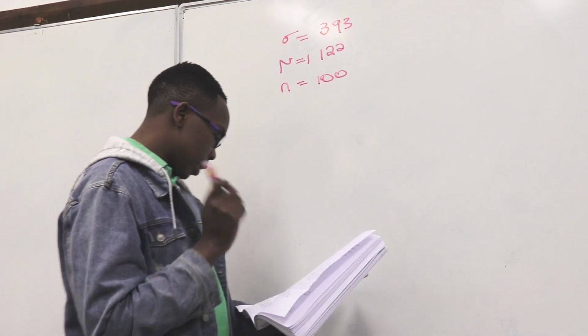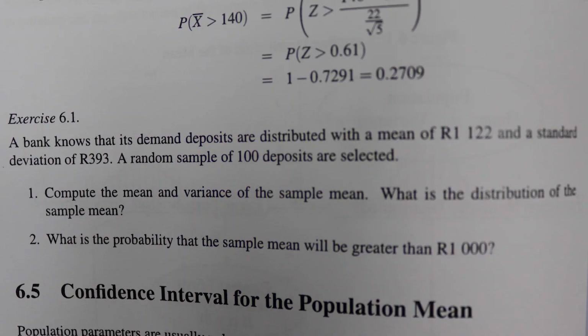And the question reads as follows: a bank knows that its deposits are distributed with a mean of 1125. So the thing I like to do first is collect my data. Here I first collected the mean, and then they stated that sigma, the standard deviation, is 393, and that a random sample of 100 deposits was selected.